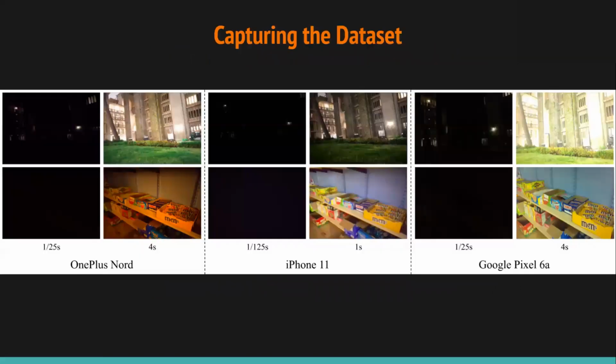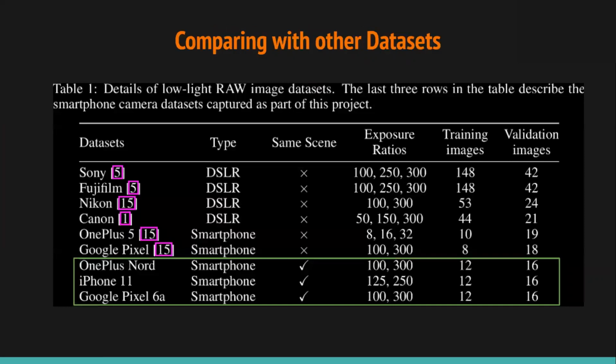For capturing the data set, we went around campus and captured 180 different shots. Here are some of the frames from the OnePlus, iPhone 11, and Google Pixel smartphones we used. The black image on the left is the short exposure image, and the colored image on the right is the ground truth image we trained towards. Comparing our data set with other data sets highlights that our data set consists of smartphone images, and we are actually using the same scene, which was not always done in the past.